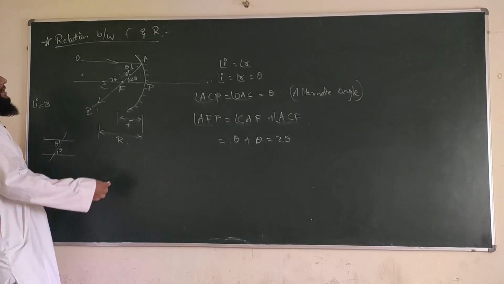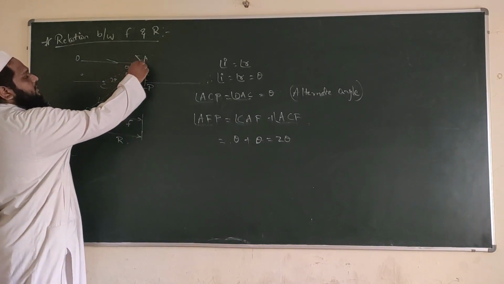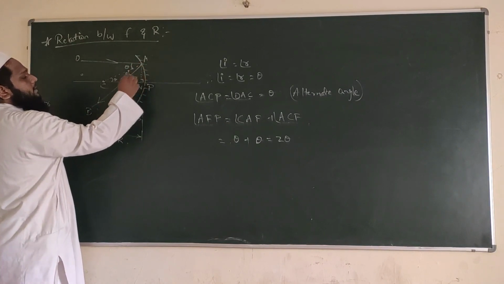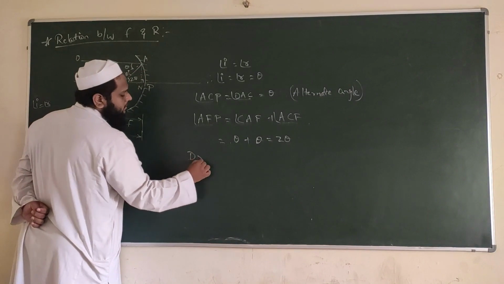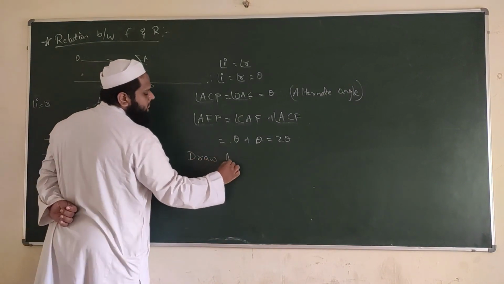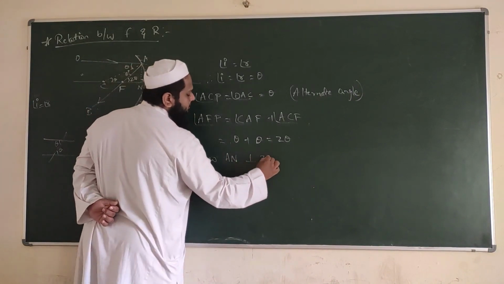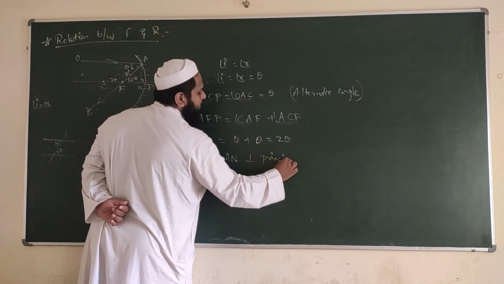After this, I need to make this also a triangle. So the construction, I will draw this as N. After this step, I will be writing: draw AN perpendicular to principal axis.